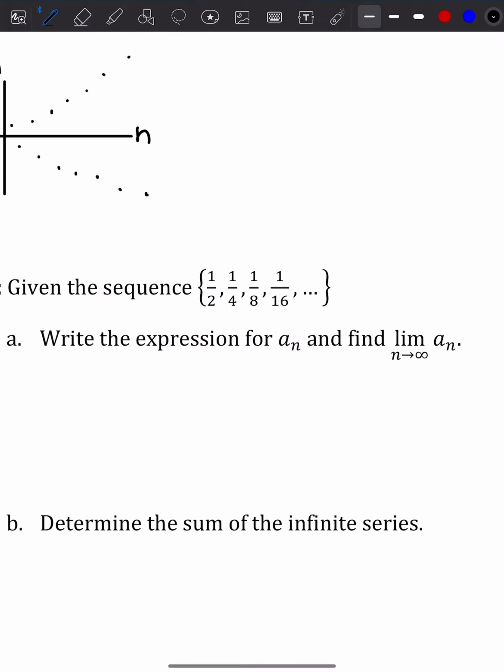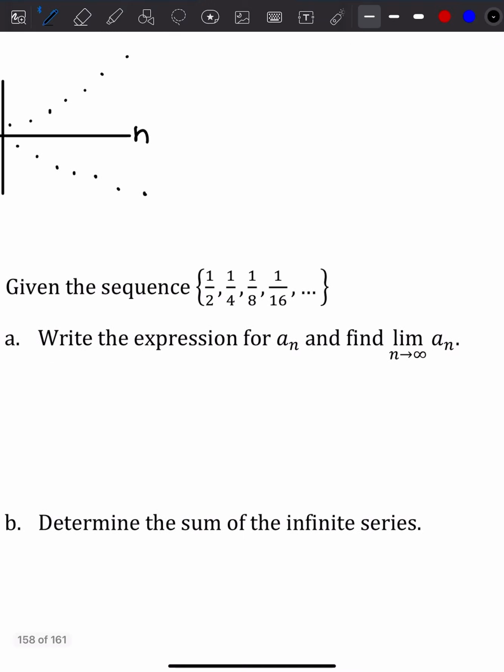So write the expression for a sub n. So a sub n, we're cutting everything in half every time. So 1, it stays the same. So we are going to keep 1 on the top. We have 2, 4, 8, 16. So we have 2 to the power of, we can say, n.